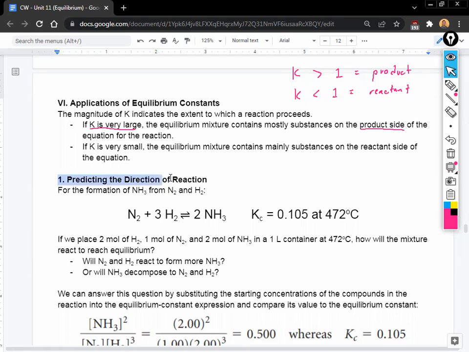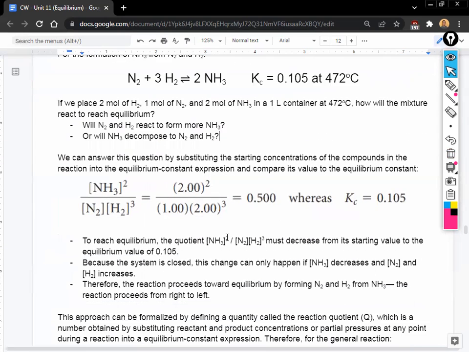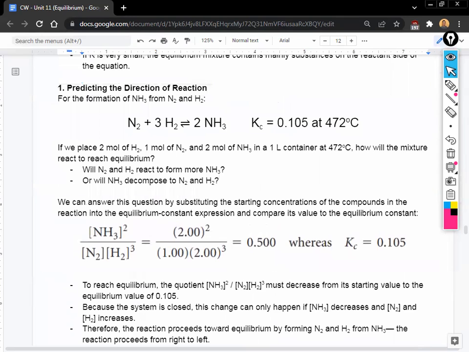So one of the things that we can do is predict the direction of the reaction, like we talked about. We've got a reaction right here, and what we're going to do is an ice table right now. So I'm going to start you guys right off the bat. This is going to be the information that you have. I want you to set up an ice table and see if you can figure out which side the reaction is going to go towards.